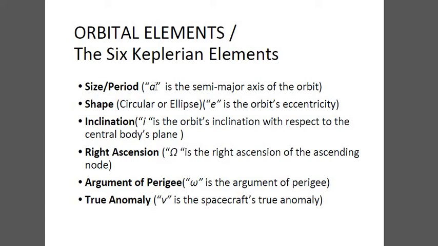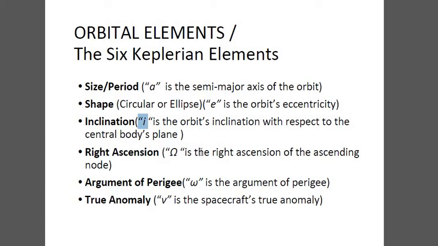First one is size, or the period, the semi-major axis of the orbit. Second one is the shape, which is important, circular or ellipse, denoted by the letter e. Eccentricity, e, is nothing but your orbit's eccentricity. Third one is inclination, denoted by the letter i, the satellite orbit's inclination with respect to the central body's plane. Then next you have the right ascension, given as omega, a symbol which shows the right ascension of the ascending node.